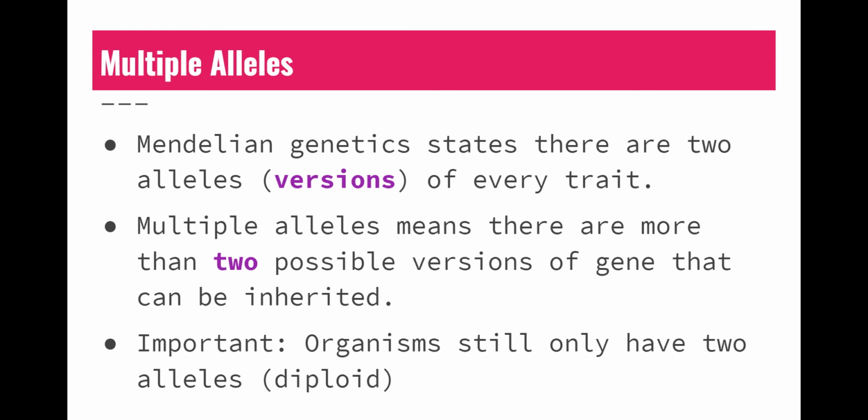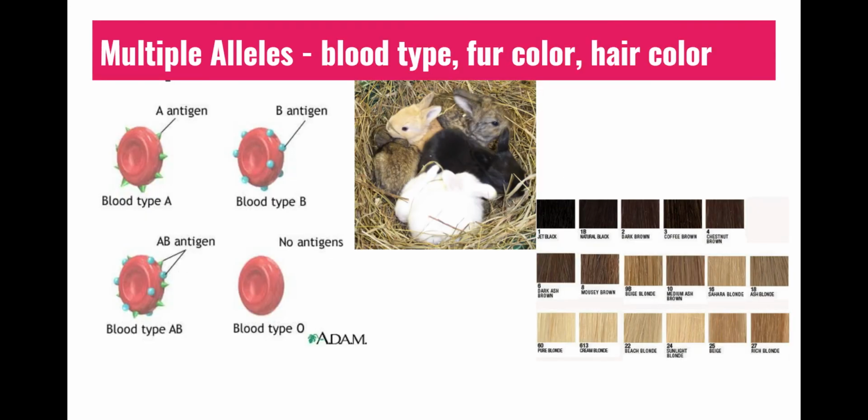The important thing with this is that organisms are still diploid for this gene. We're still talking about a single gene, and you are still diploid, meaning that even if there were 10 versions of what a gene could be, individuals themselves still only get 2 of those letters, being diploid. It just means there's more options for what those 2 letters could be.